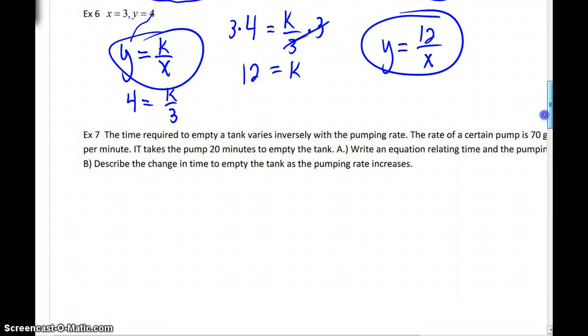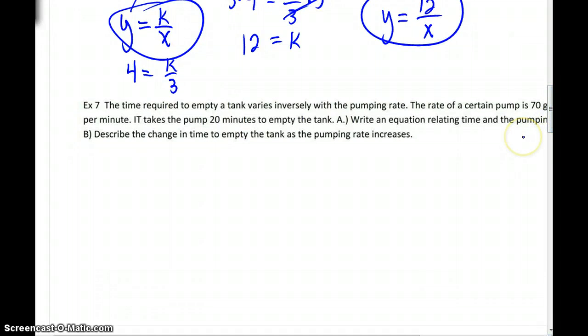Okay, for example 7, let's take a look at this. We can see the time, we could call this t, required to empty a tank varies inversely with the pumping rate. So time varies inversely with the rate. Let's call the rate r. From the very beginning, and this is our answer for part A, where we're going to write an equation, t, the time, is k divided by r. Varying inversely will always involve a division, k divided by a certain variable.